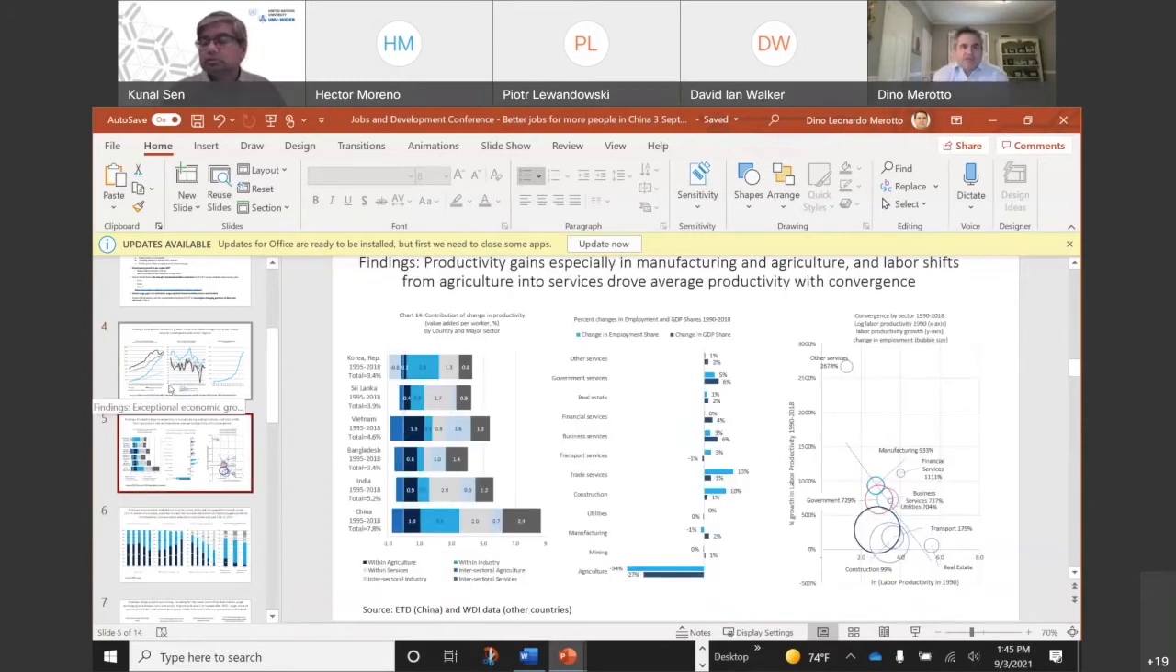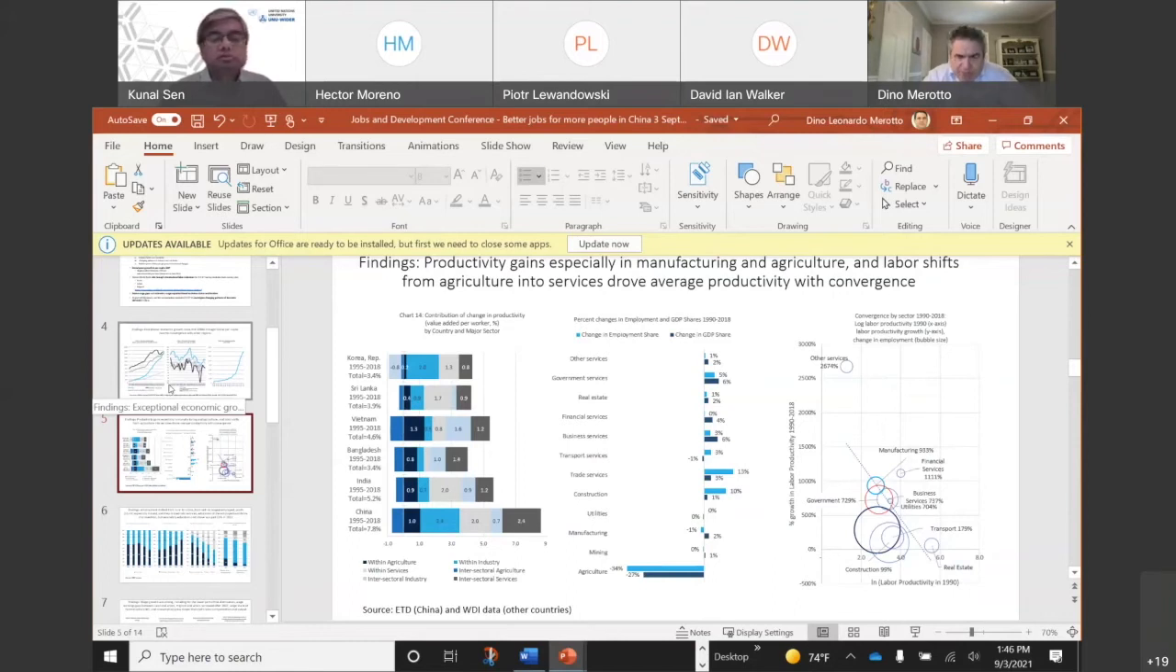So not only was growth dramatic, but the structural change that China undertook was dramatic. On the left-hand side here, you'll see these decompositions of fast-growing countries compared, and China stands out in relation to all of them for very rapid productivity gains, especially in manufacturing and agriculture. And that you will pick up in the middle chart here, which shows the shares of both GDP and employment in China by sector using the ETD data.